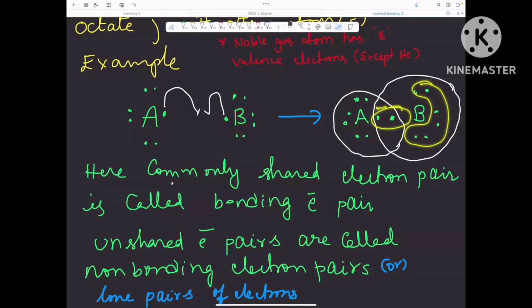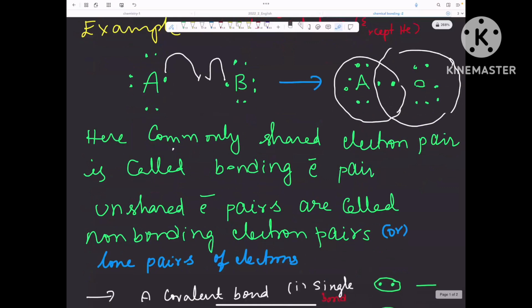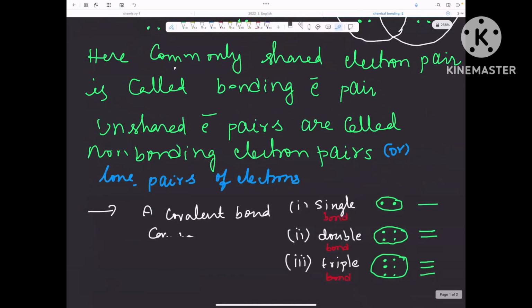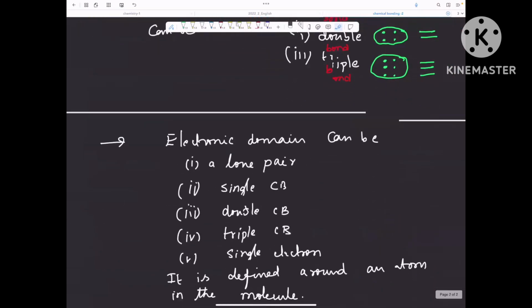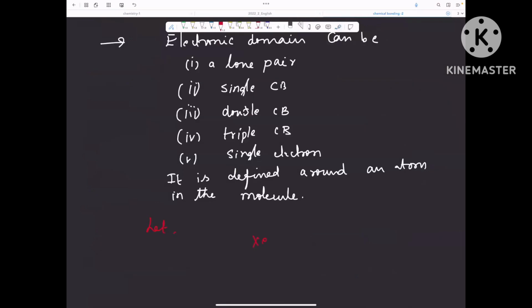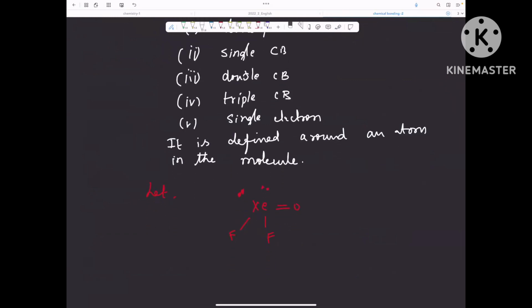Again, 4 electronic domains. Suppose in one situation, let's consider one molecule XeOF2, with Xe double bond O, F, and one lone pair, and here one lone pair. Now, around xenon, you can make all these structures on your own in today's class itself. Don't bother. Around xenon, can you count how many are there?